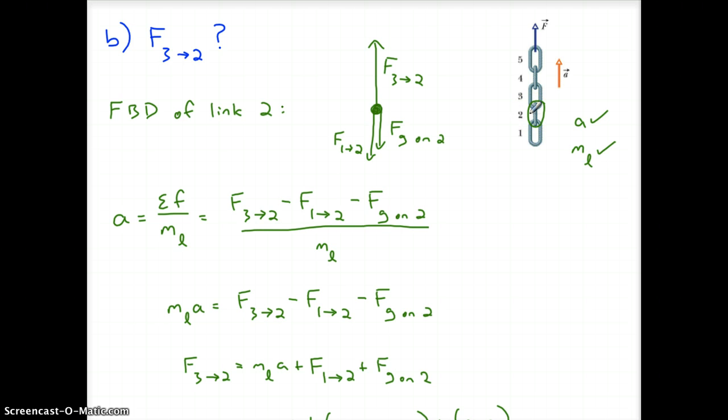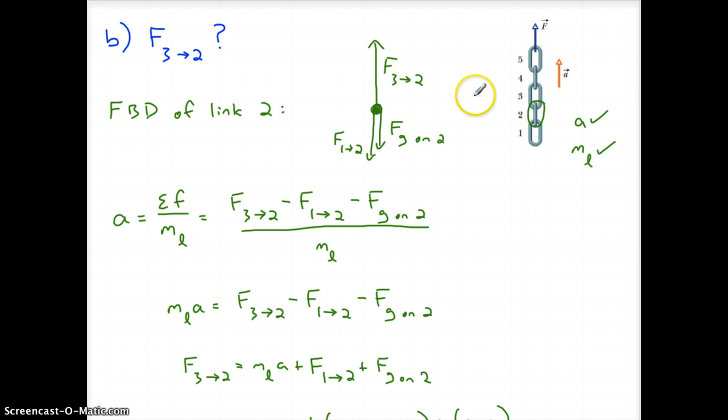If I close my eyes and empathize with link 2 and think, what are the forces that I feel? I feel the Earth pulling down with a gravitational force. I feel link 3 pulling up. And I also feel link 1 pulling down with the force of link 1 on link 2. We know that link 1 must exert a force on link 2 because of Newton's third law. If link 2 exerts a force on link 1, then 1 must exert a force on 2. So that's my free body diagram for link 2.